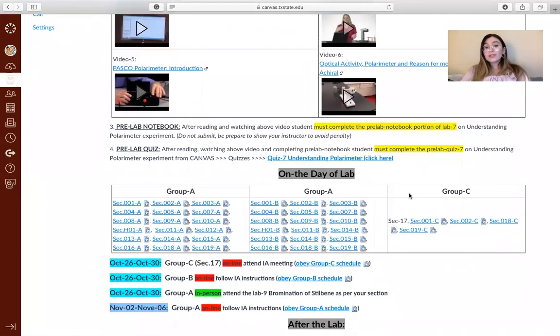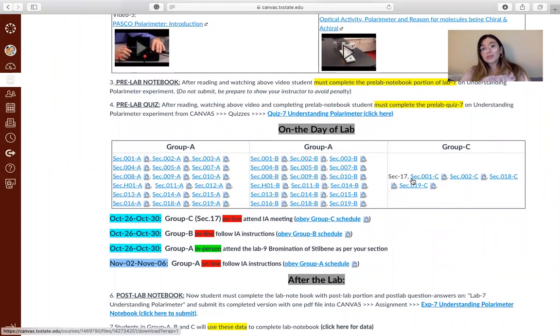Your pre-lab quiz is going to be due before everyone's set in the morning, like always. Group B is going to be doing this lab for the week of October 26th to the 30th. And then Group A is going to be doing this for the week of November 2nd.